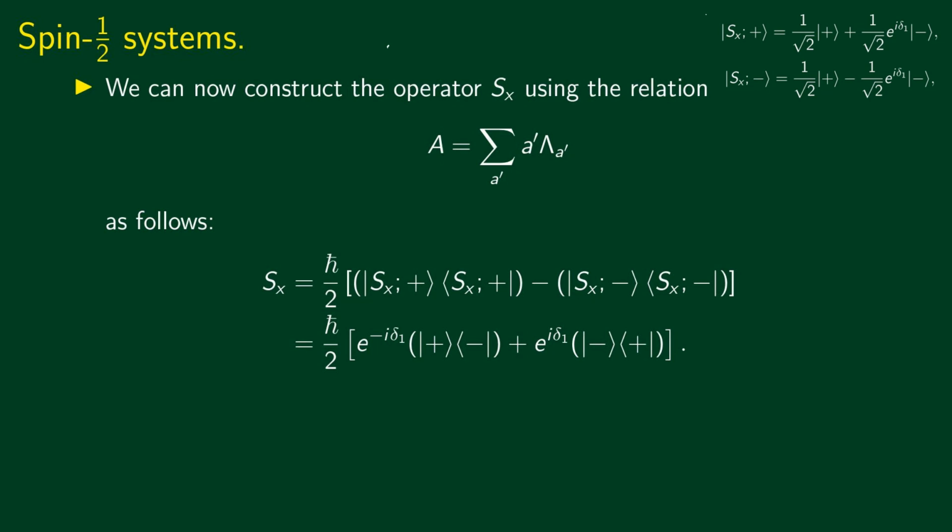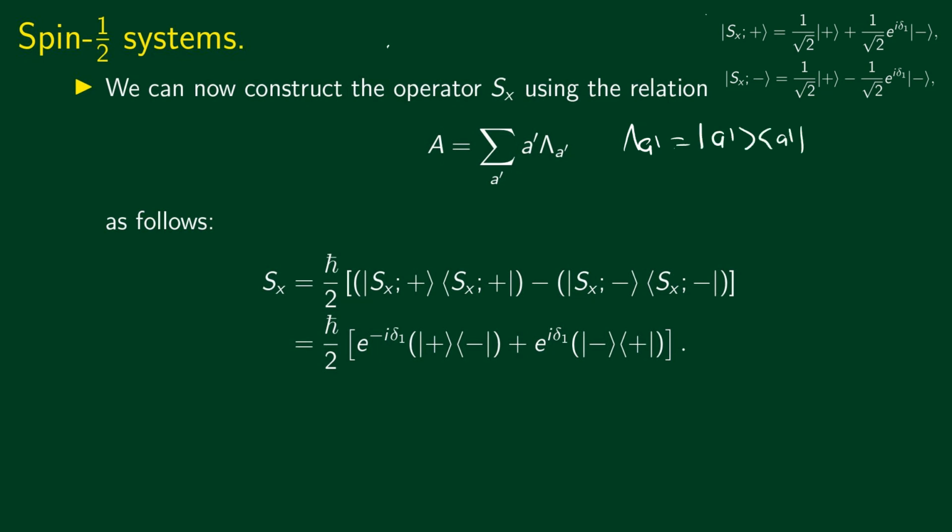Now let's construct the operator Sx. For this we make use of the relation A is equal to sum over A prime, A prime ket, A prime bra. A prime are the eigenvalues of A, and the ket A prime bra A prime is the projection operator.